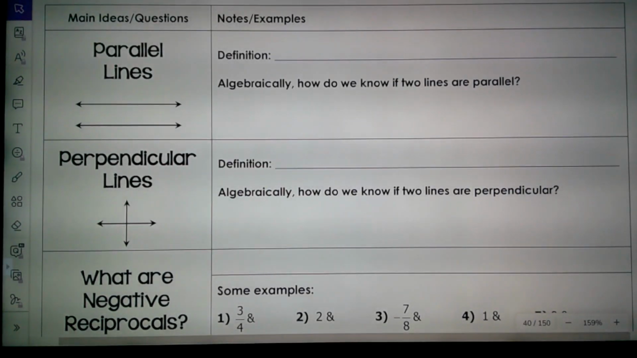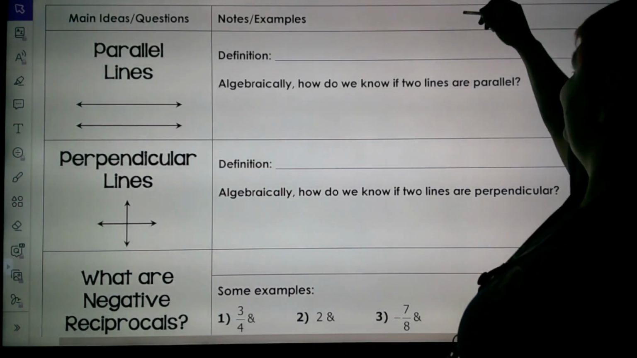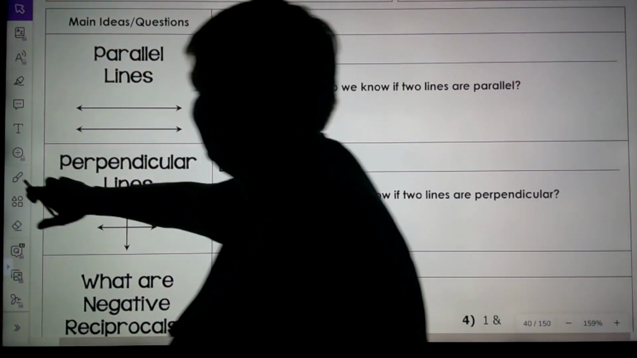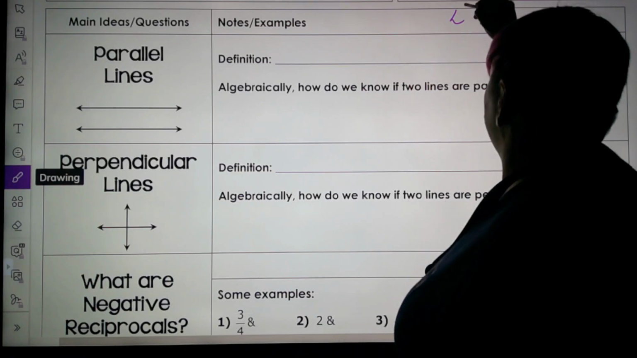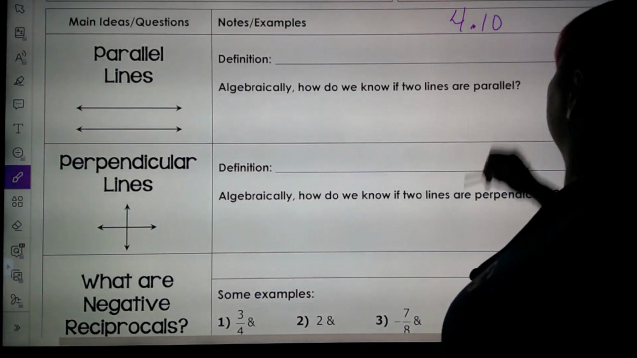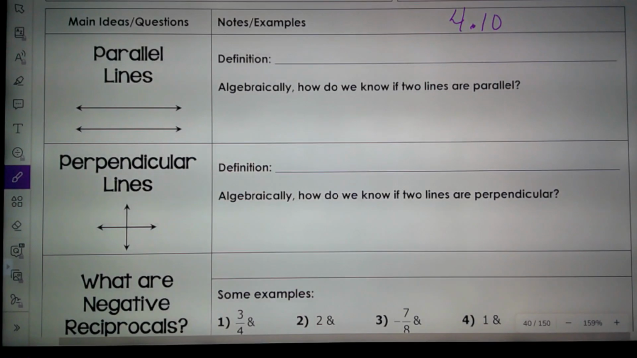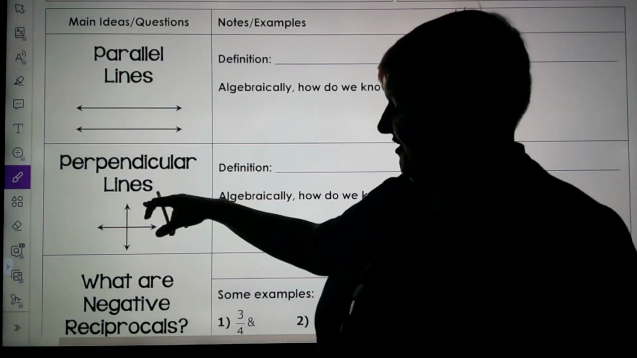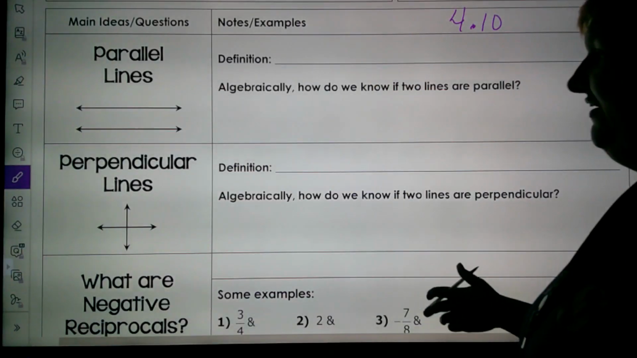Moving on to 4.10. We are almost finished. 4.10. Parallel and perpendicular lines, right?